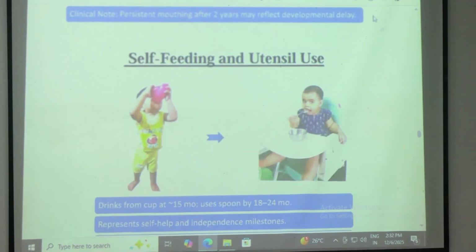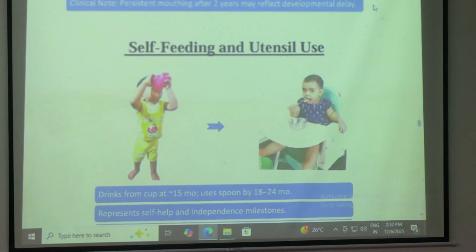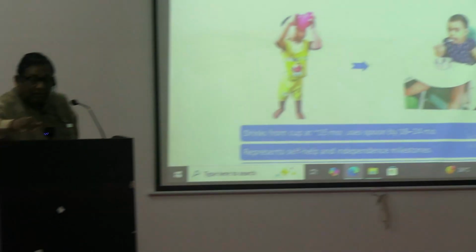Self-feeding. At 12 months, a baby can drink water or milk from a cup. He will try to drink, but with spilling. At that time, he will not be able to drink without spilling. There will be spillage. By a certain age, he will drink without spilling. Understand my point? At nearing 2 years, 18 months to 2 years, he can feed himself with a spoon.